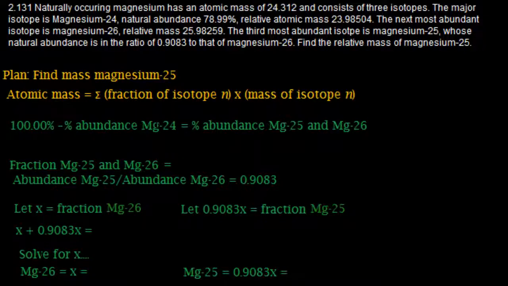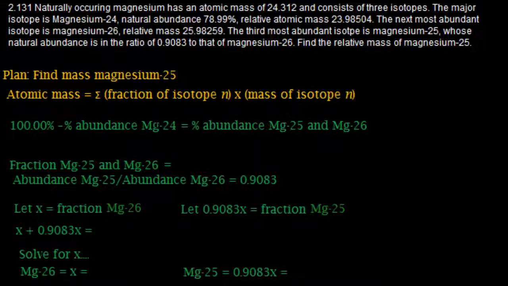Hey guys, I'm Topi Win, and today I'm going to be showing you how to work question 131 from Chapter 2 of Tro's Chemistry, A Molecular Approach. And this is going to be a challenge problem pertaining to natural abundance and how you're going to find the atomic mass of a certain isotope. And in this problem, it's going to be magnesium. So let's go ahead and read the question.